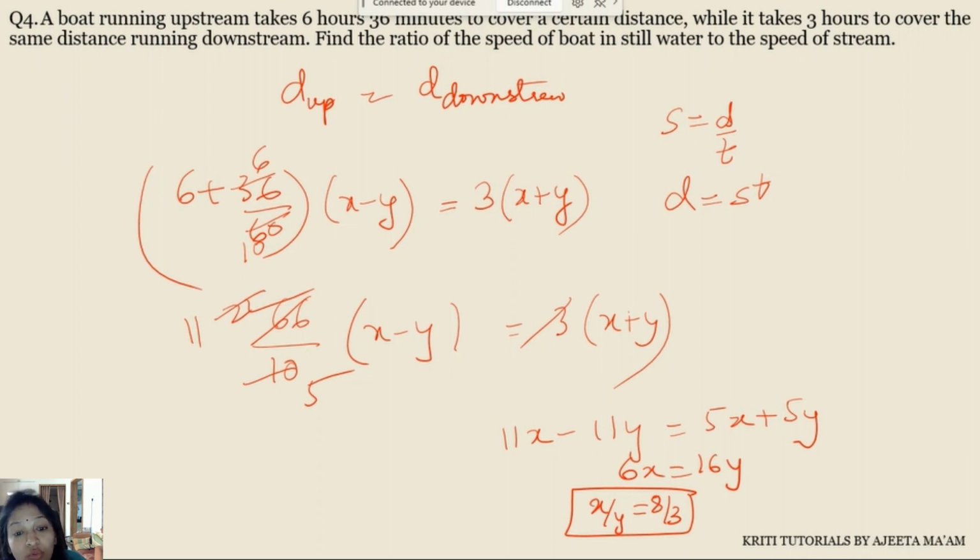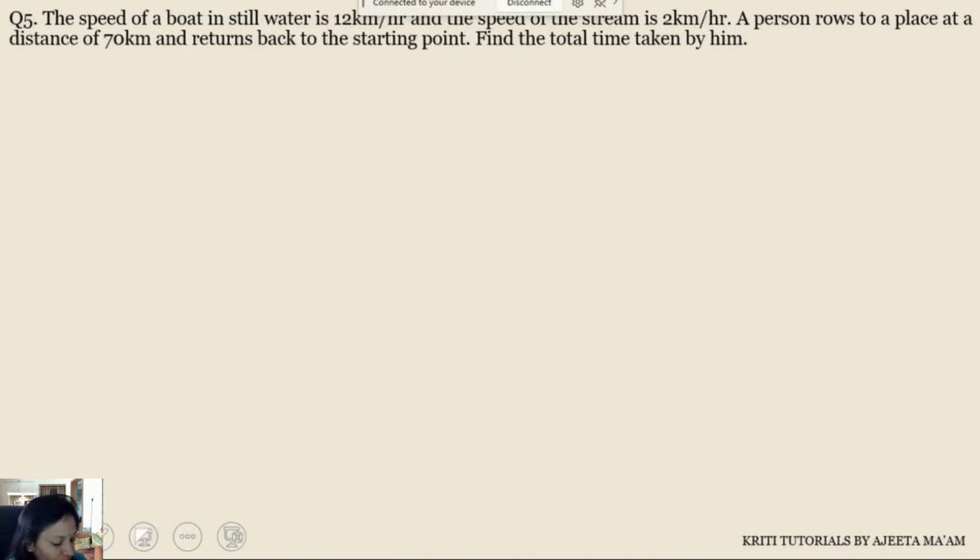Right? So till now the questions are different, but the concept that we are using is only one concept, that is speed is equal to distance upon time. Now let's move to a different type of question once more. Now in this we have to find the time. What is given here? Speed of a boat in still water is 12 kilometer per hour. Speed of the stream is 2 kilometer per hour. A person rows to a place at a distance of 70 kilometer and returns back to the starting point.